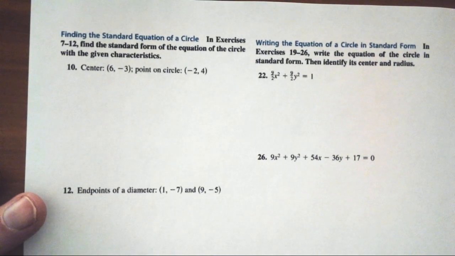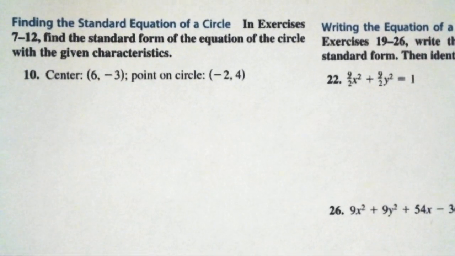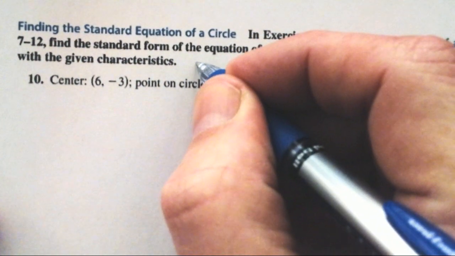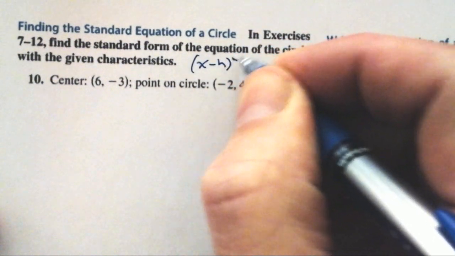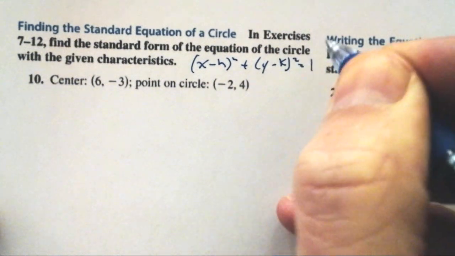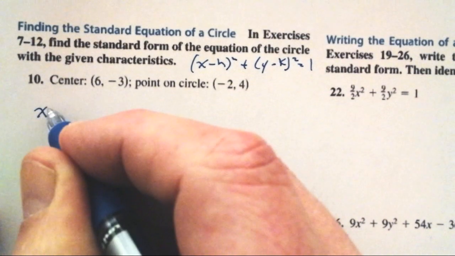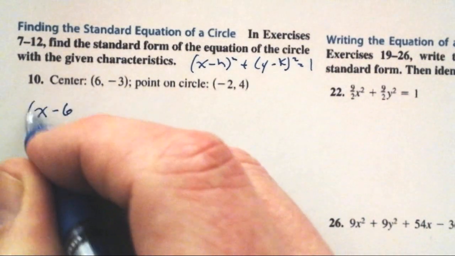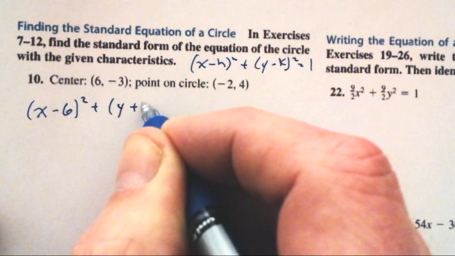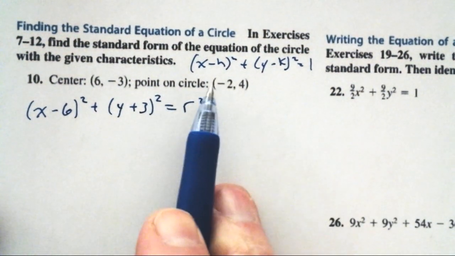This first page, we've got a lot of circle examples, which we should be pretty comfortable with. And I'm going to go through these fairly quickly. Find the standard form of the equation of the circle. So (x minus h) squared plus (y minus k) squared equals r squared, where (h, k) is the center. Well, we've got the center. So x minus the x coordinate, 6, squared, plus y minus negative 3, so y plus 3, squared equals r squared. And then we've got a point that's on the circle.